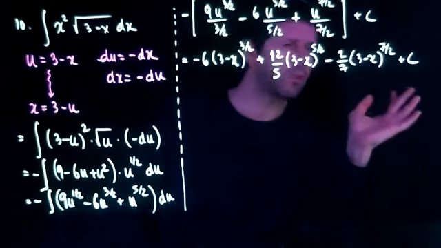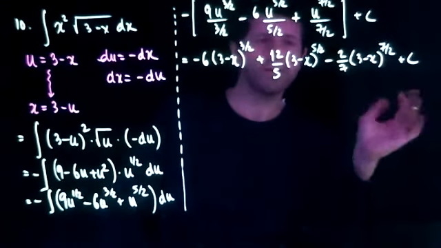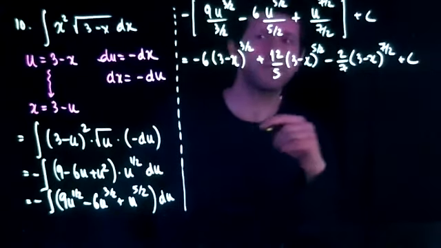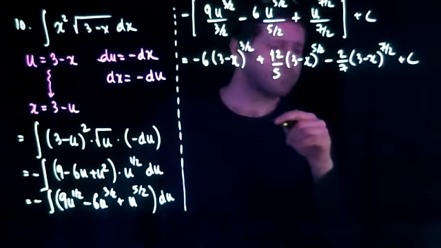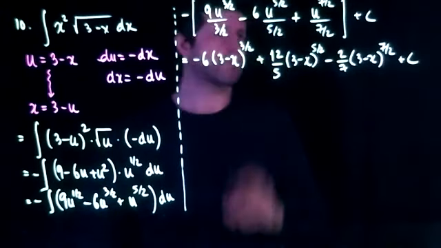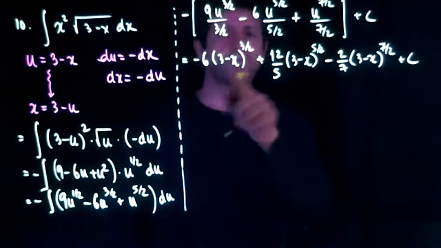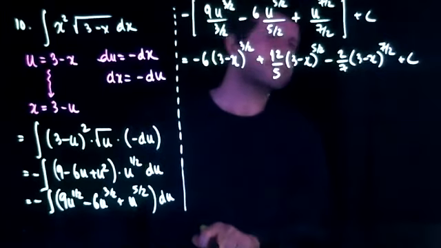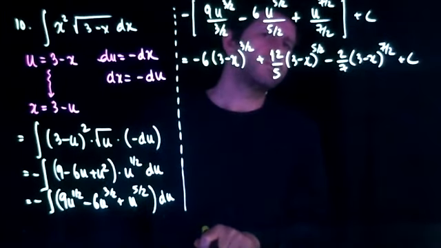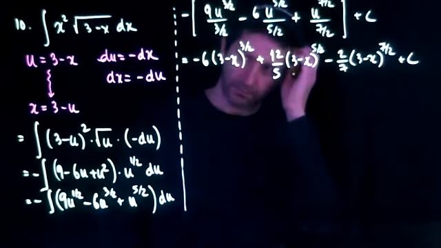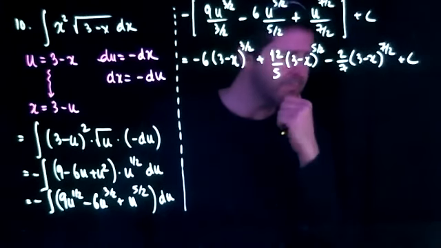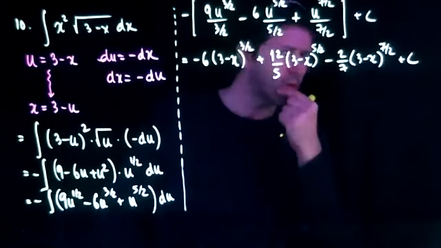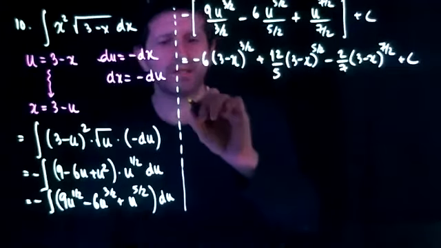Yeah, I don't know what form I put the answer. Maybe I factor out something, but that's okay. That's acceptable. You could probably factor out a (3 minus x) to the power 3 over 2. Okay, Marvin, is that okay? Yes, thank you. Okay, that was number 10, let's do number 12.